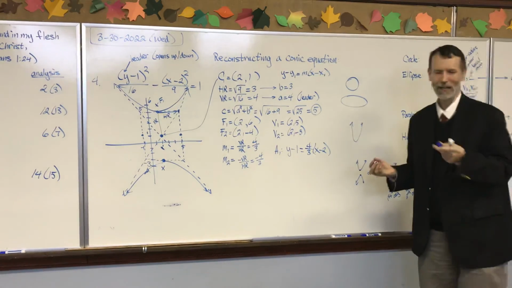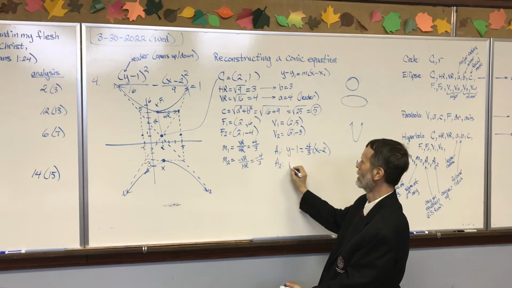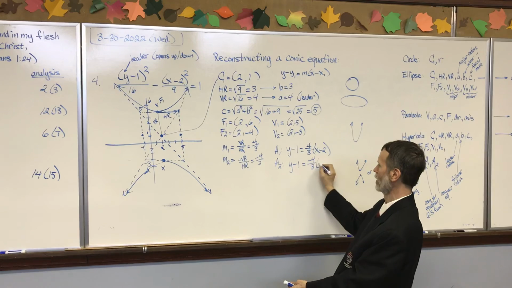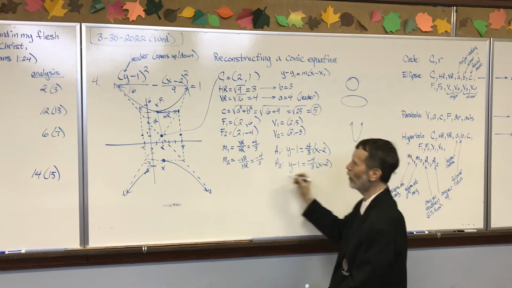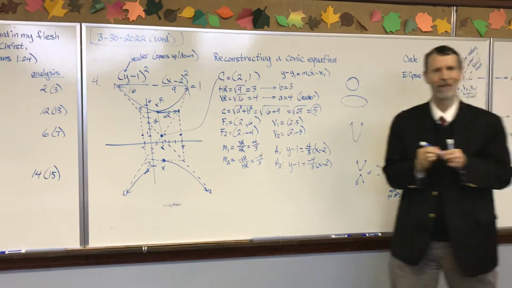Can somebody give me the second asymptote? Blaze? There's only one tiny change. y minus 1 equals negative 4 over 3, parentheses, x minus 2. Right. Use the exact same point. They both go through the center. You are done analyzing this thing, and you're done with problem number 3.